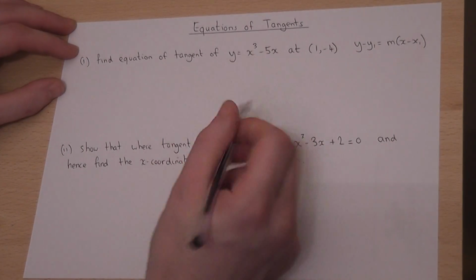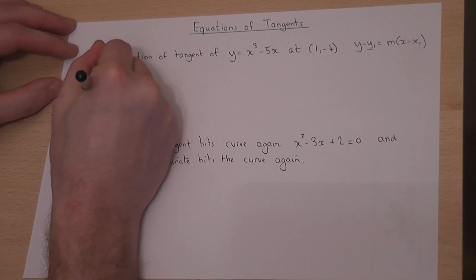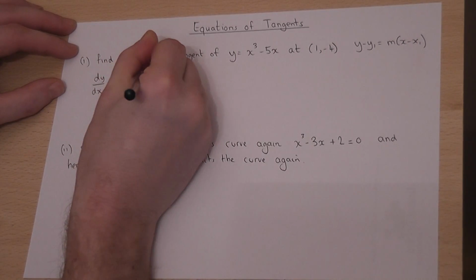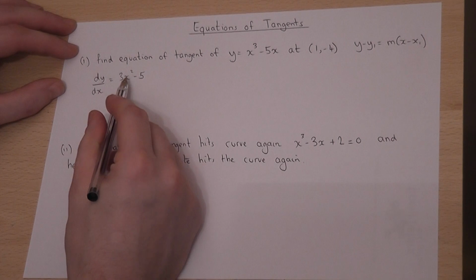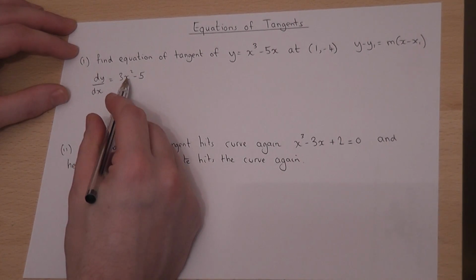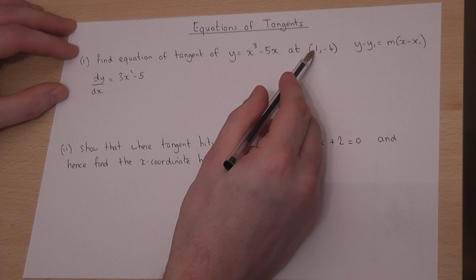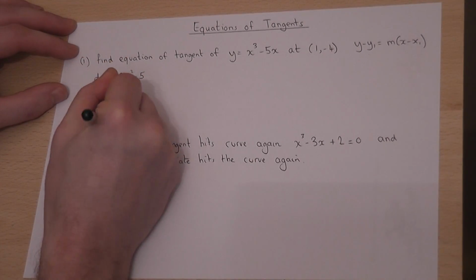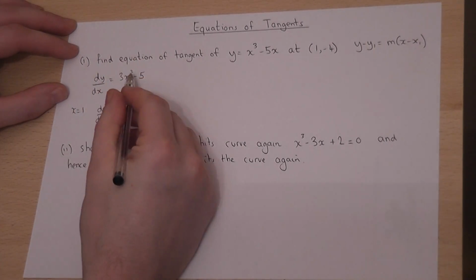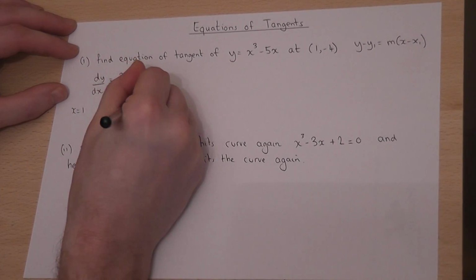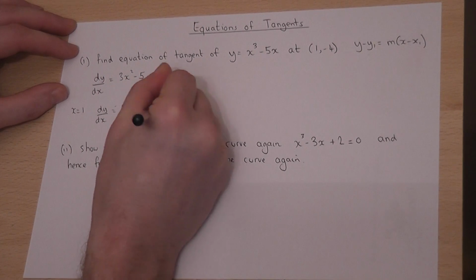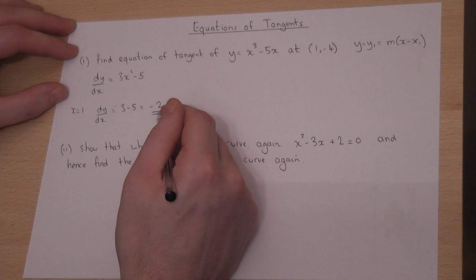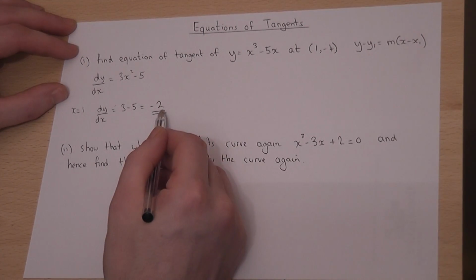However, to find the gradient we find dy by dx, which is 3x squared take away 5. That's the general equation for the gradient. Now we know that x equals 1, so when x equals 1, the gradient will equal 3 times 1 squared, which is 3, take away 5, which is minus 2. So the tangent shares the same gradient by definition, so therefore m must equal minus 2.